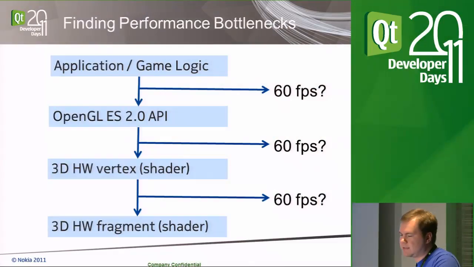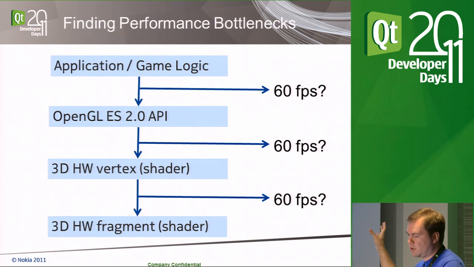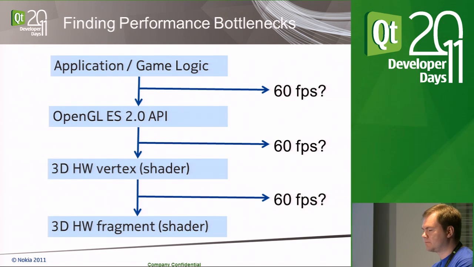Then how to find these performance bottlenecks? I think this figure can explain something. So first you have the application game logic running there, and you should just ignore all the OpenGL ES commands. Just don't call them, don't call your rendering. And if in this case your application does not run at 60 FPS, your application or game logic is limited. It means that your physics engine is taking too much time or some other things in your application.